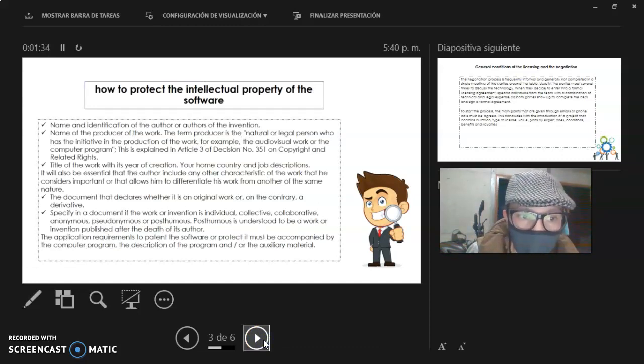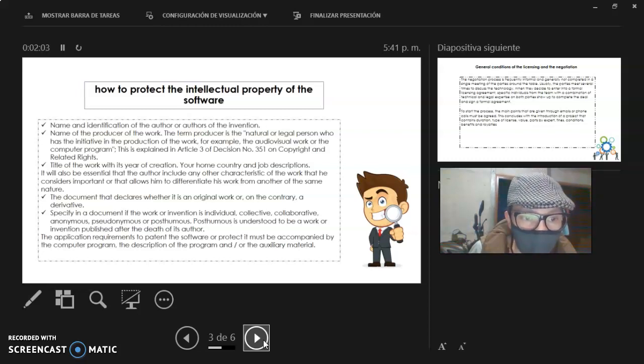1. Name and identification of the authors of the invention. 2. Name of the producer of the work. The term producer is the natural or legal person who has the initiative in the production of the work, for example, the audiovisual work or the computer program. This is explained in Article 3 of Decision 351 on copyright and related rights.